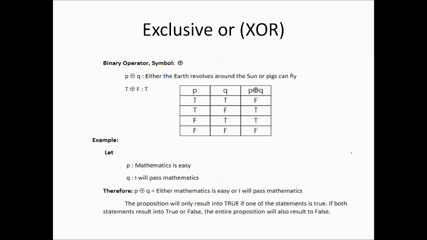So an example here. The propositional variable P is equal to mathematics is easy. The propositional variable Q is equal to I will pass mathematics. So if you combine these two: either mathematics is easy or I will pass mathematics. So either of the one only, meaning to say the proposition will only result in true if one of the statements is true.